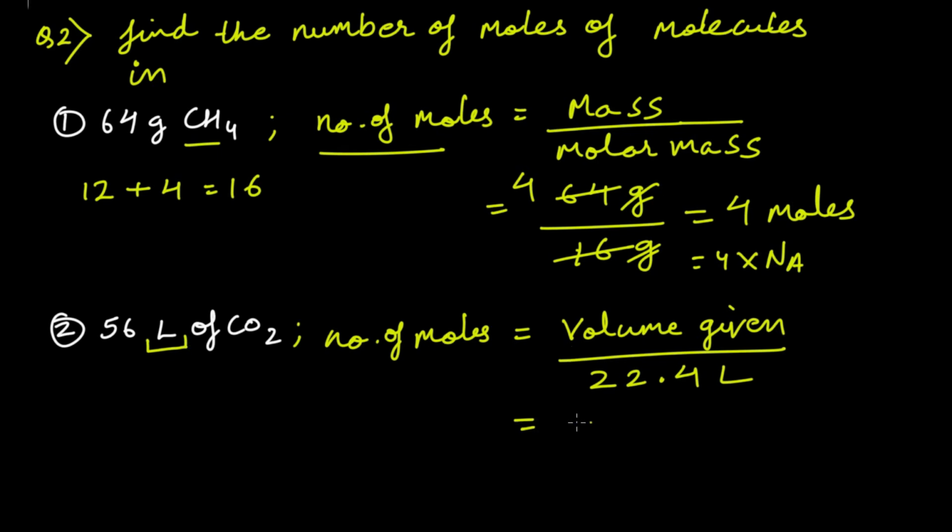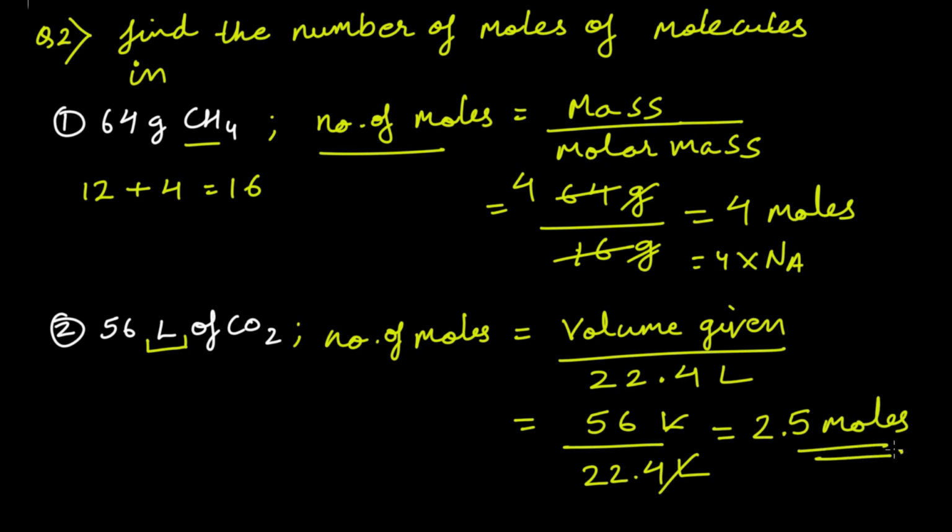Go for it. 56 upon 22.4. Unit will cancel out, and after dividing 56 by 22.4, you will get 2.5 moles. So how many moles are there in 56 liter of CO2? 2.5 moles, right? Let's see one or two other questions.